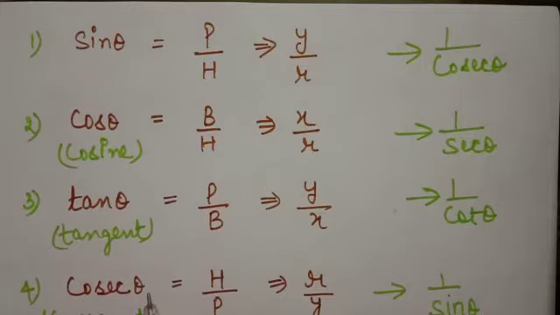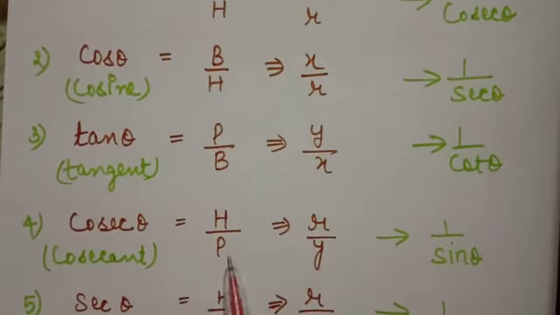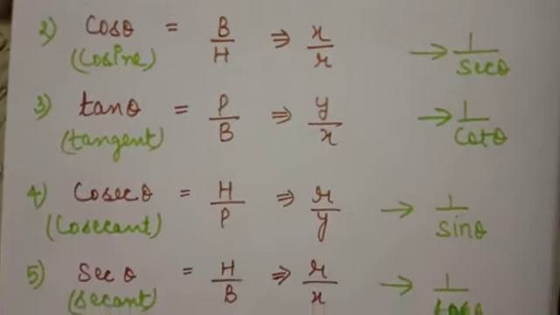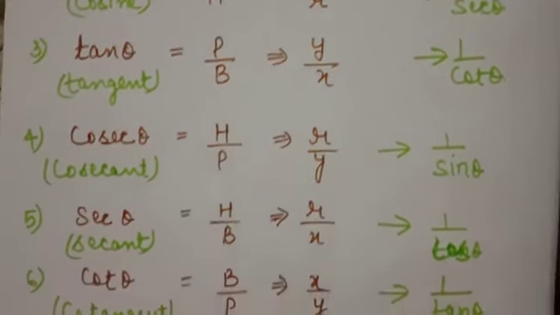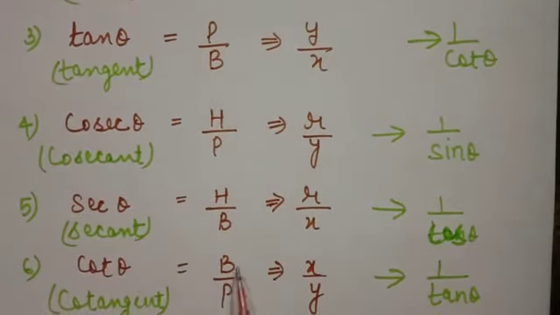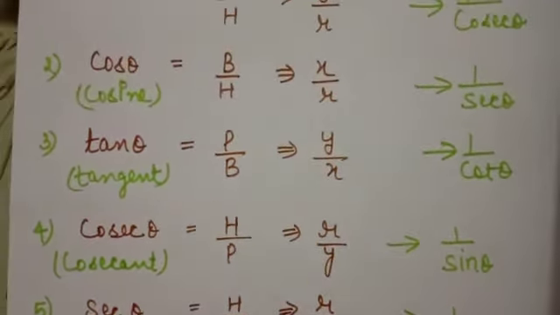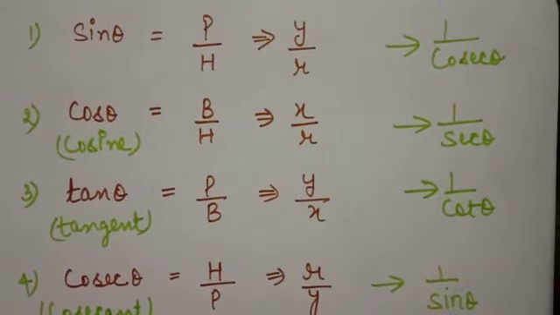Next one is cosecant theta, which is equal to hypotenuse upon perpendicular, R upon Y. Next one is secant theta, which is equal to hypotenuse upon base, R upon X. And the last is cot theta, which is base upon perpendicular, it means X upon Y, and the proper name is cotangent.